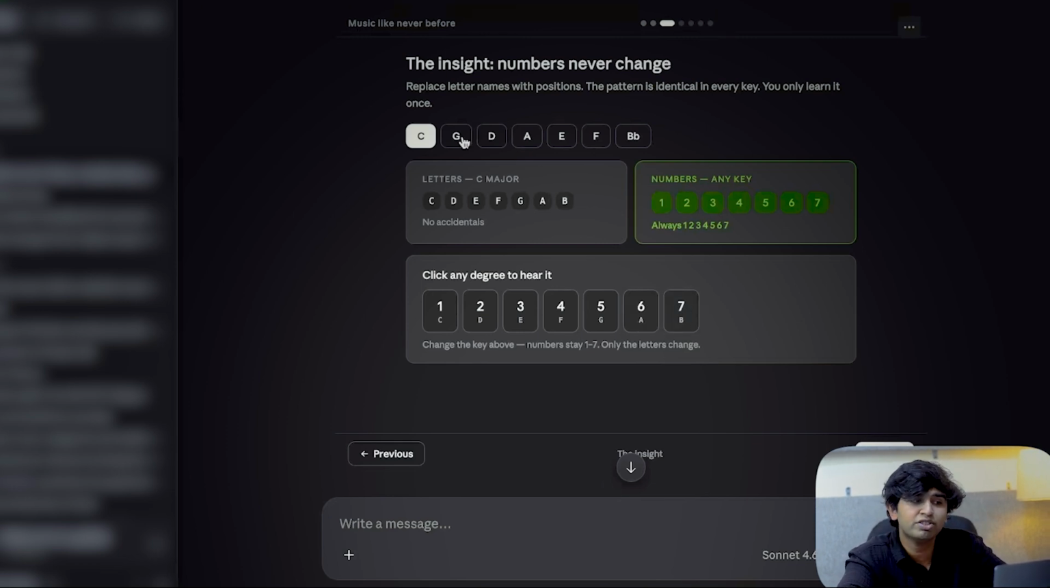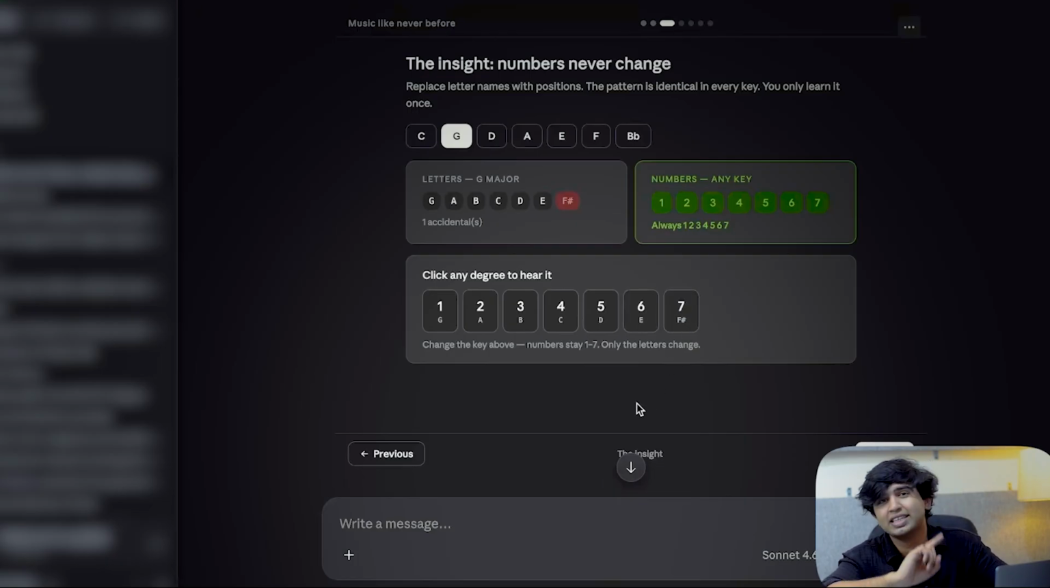Now if you change the scale, now we are in the scale of G major, 3, now 4, now 5, now 6, now 7. Basically what has happened is the scale has changed, but the numbers haven't. And the reason the numbers haven't changed is that the relationships also haven't changed. So every number has something of significance.